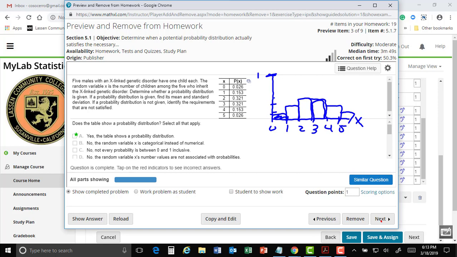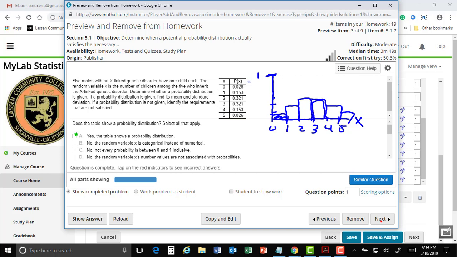That's what that graph represents. It says, okay, 5 males have an X-linked genetic disorder. Each one, say, has 1 child. The random variable X is the number of children among the 5 who inherited the X-linked genetic disorder. Determine whether the probability distribution is given. If a probability distribution is given, find its mean and standard deviation.